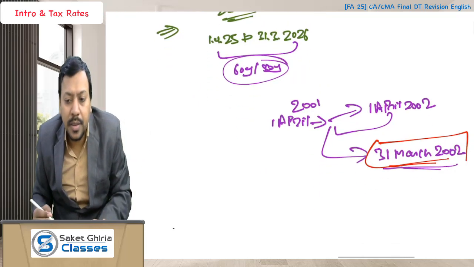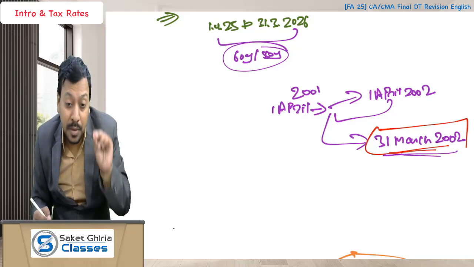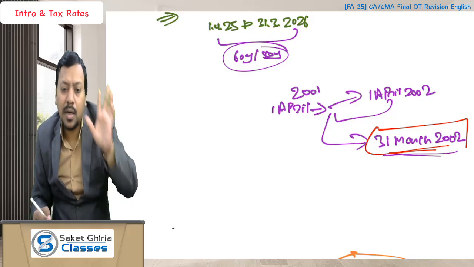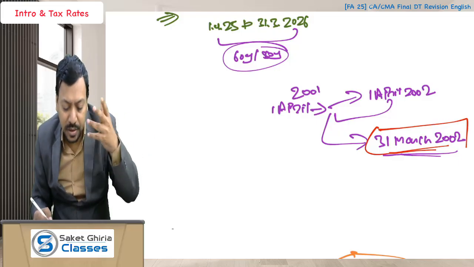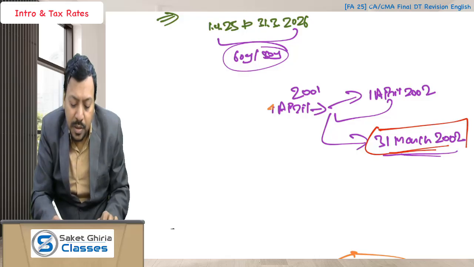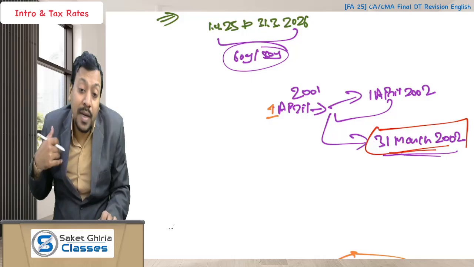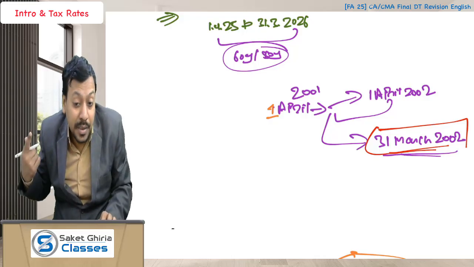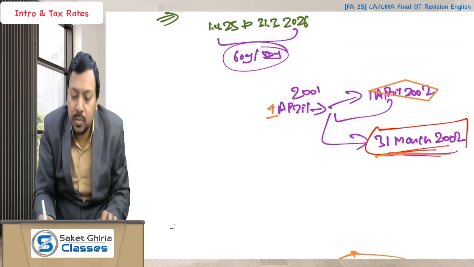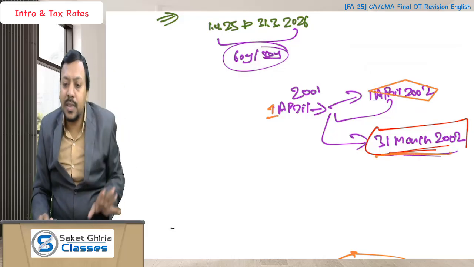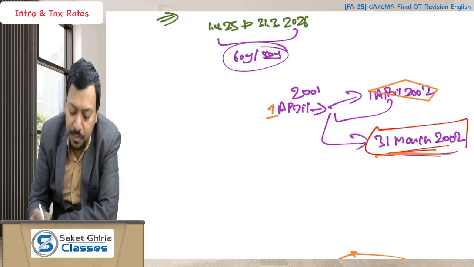Now an important issue arises: how will we measure the age? Sir, what do you want to say? Just for example, if my date of birth is 1st April 2001, then when will I say that I have completed 1 year: on 1st April 2002 or 31st March 2002?